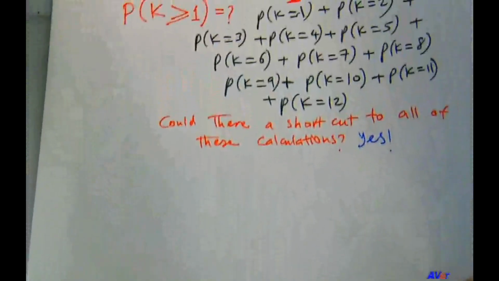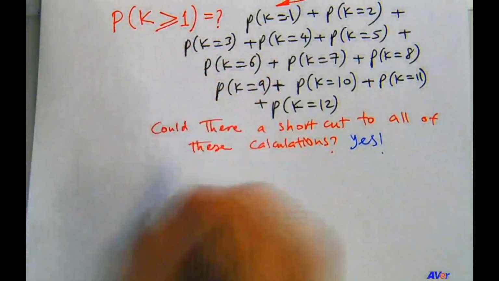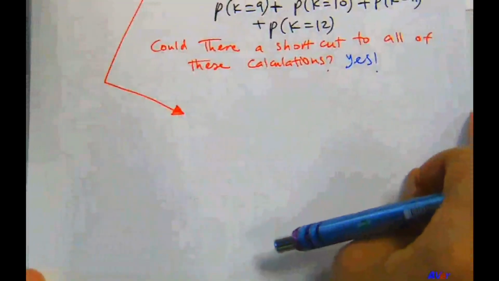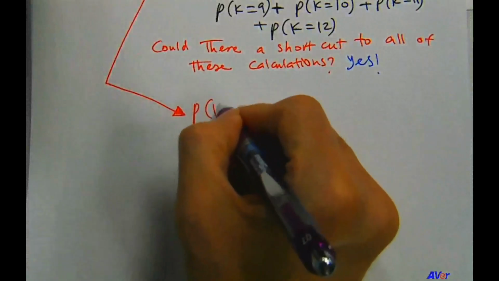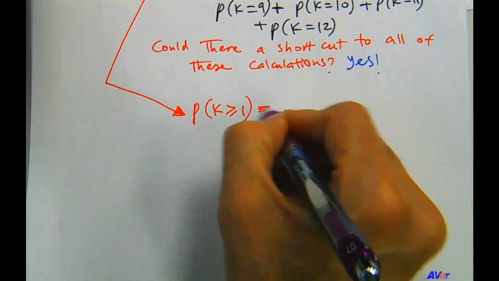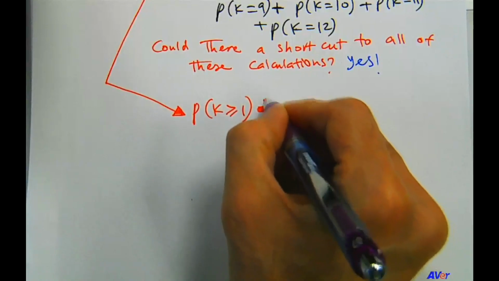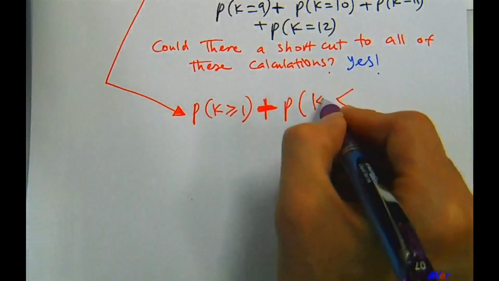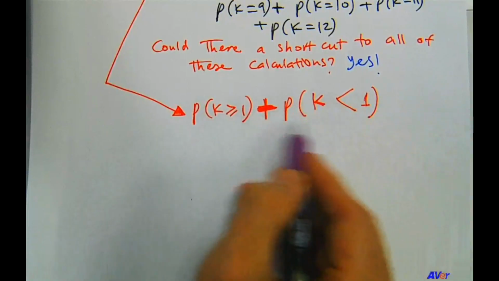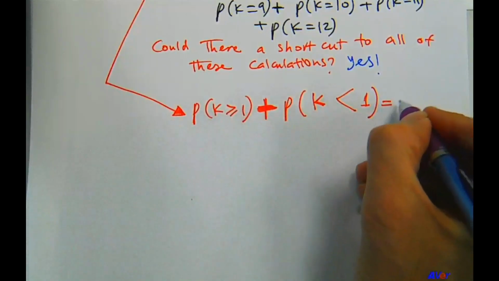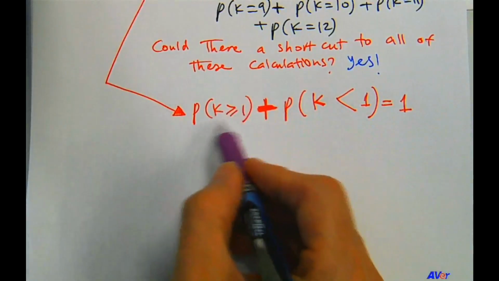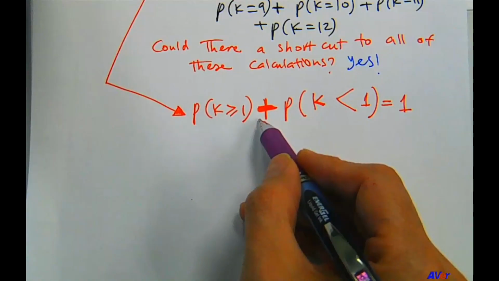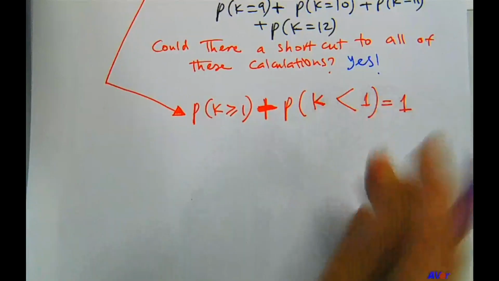So let's write down the complement of this. We can say that probability of K greater than or equal to 1 plus probability of, write the complement of this, K less than 1, right? This is the complement of that. This plus its complement should be equal to 1. The probability of any event in the sample space plus probability of the complement of that event in the sample space should be equal to 1. This is a very useful formula.